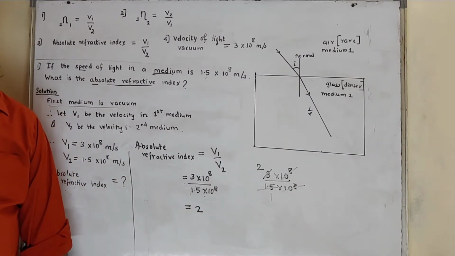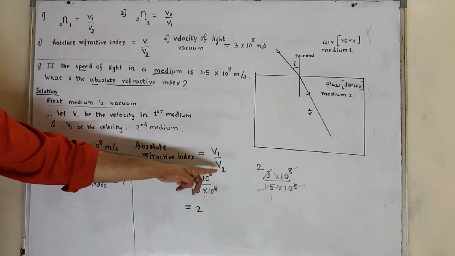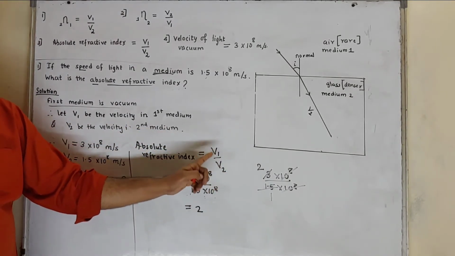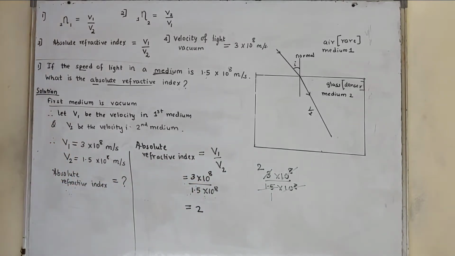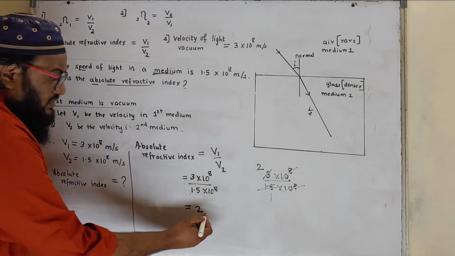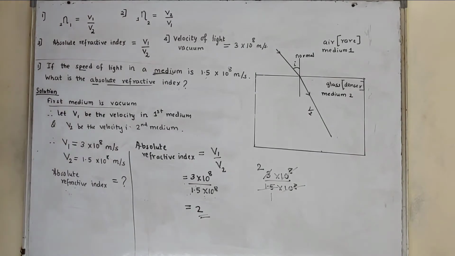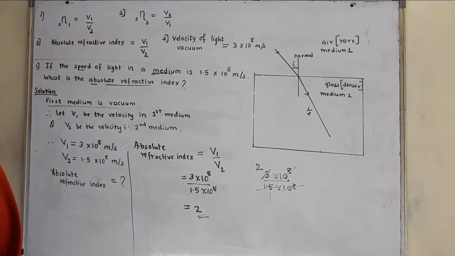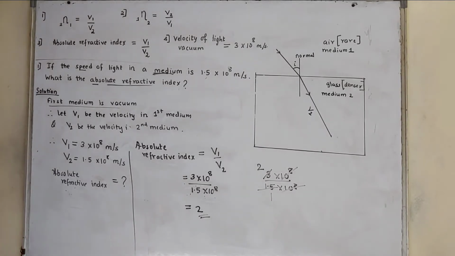Now it does not have a unit. Why? Because it is a ratio of similar quantities. See, velocity upon velocity. The ratio of similar quantities has no unit. The absolute refractive index over here is 2. Then the next question, again based on absolute refractive index. It is a solved example. I'll note down the question.